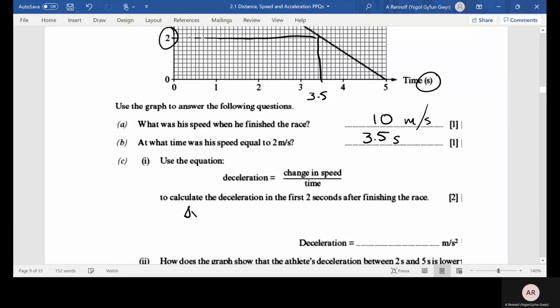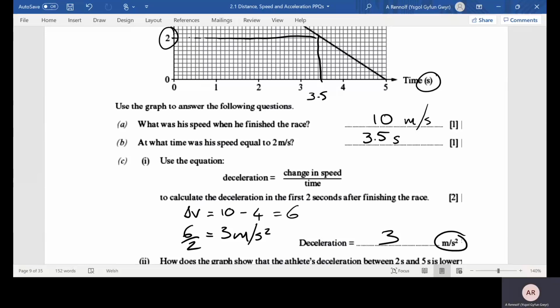So delta V, we said, was 10 minus 4. Remember, we want a new line now. We can't just start dividing by 2 there. We've got to make a new line to have our correct maths. 6 over 2 is 3 meters per second squared. But they've given us the unit there, so we won't put that on that line.